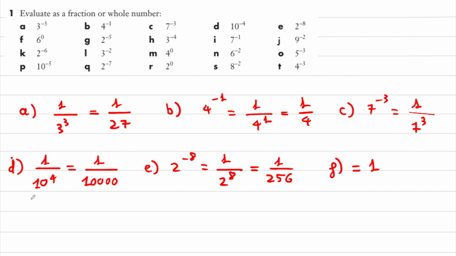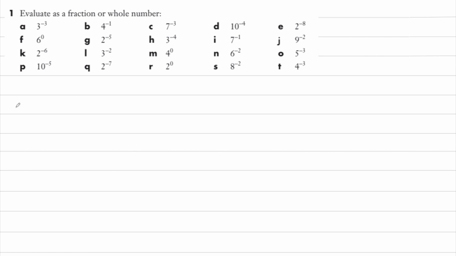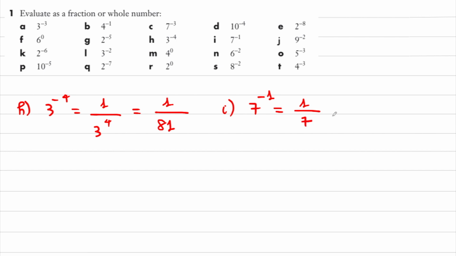Move to G. You will have 1 over 2 to the power of 5 here. Okay, so move to H. You got 3 to the power of minus 4. Here is 1 over 3 to the power of 4. Here is I, 7 to the power of minus 1, so 1 over 7.